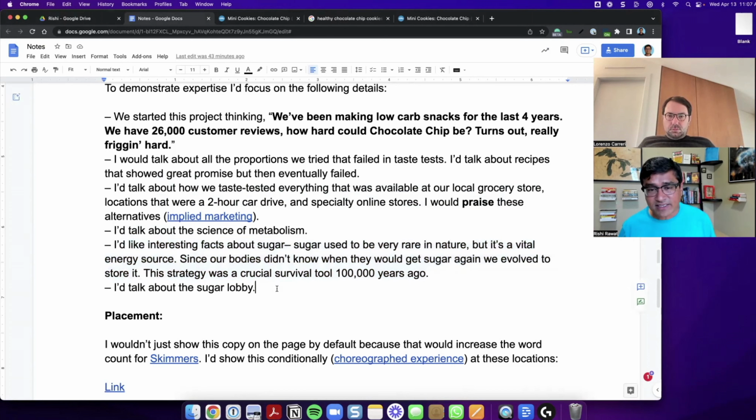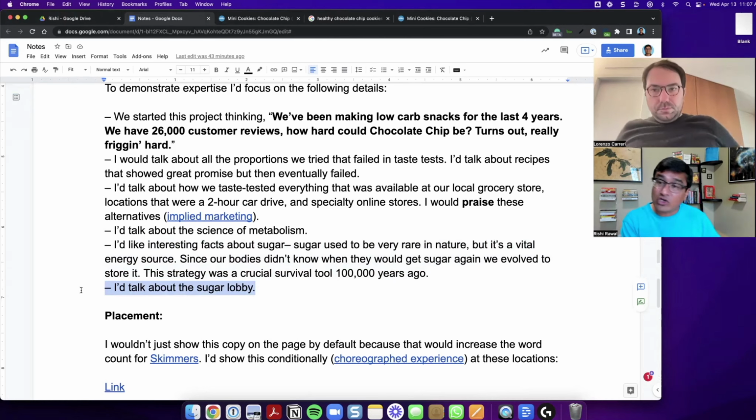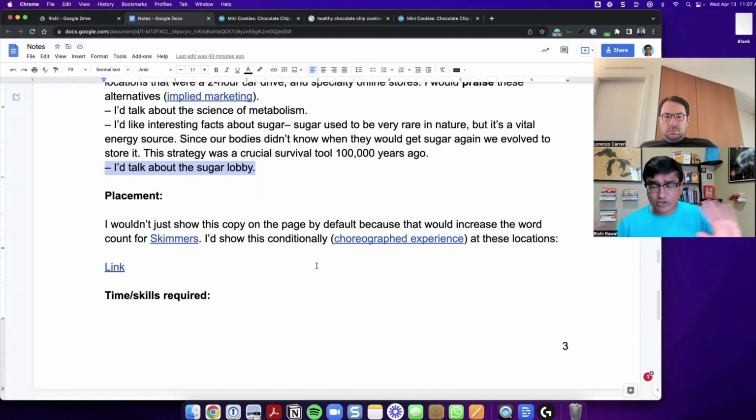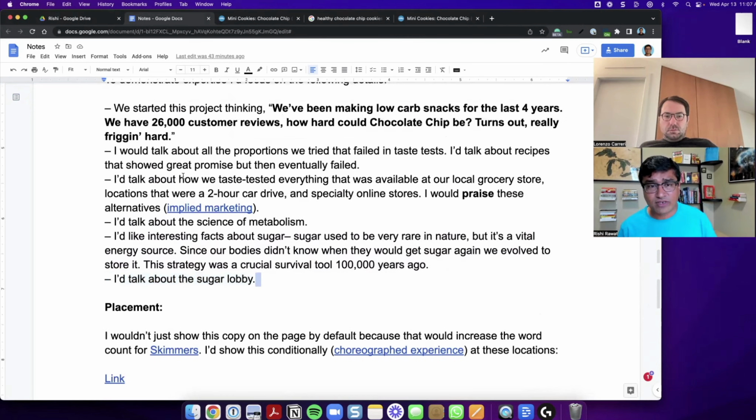And then the final thing that I could talk about is the sugar lobby and how the sugar lobby, especially in the US over the last 50, 60 years, has had a lot of power over policy, which has affected how much sugar we have in our food, which has affected obesity rates and things like that. So those are the things that I would focus on to demonstrate expertise.